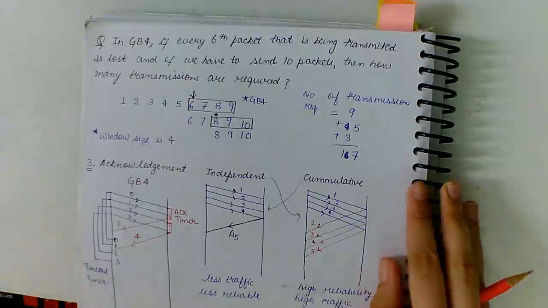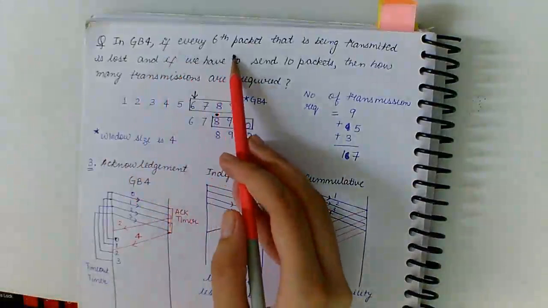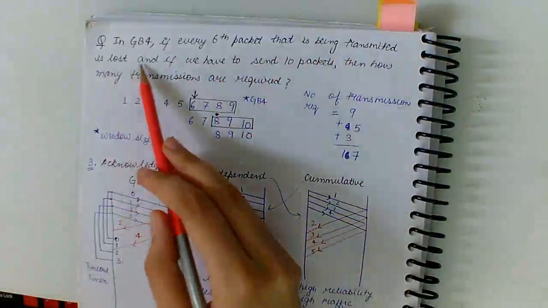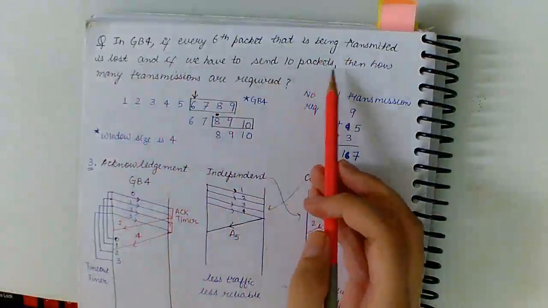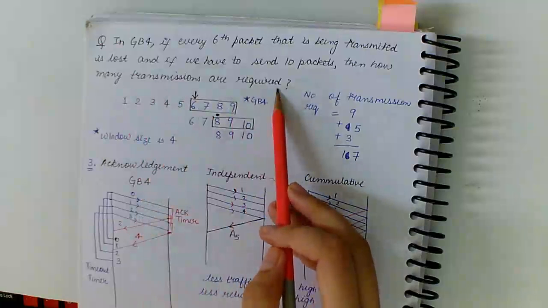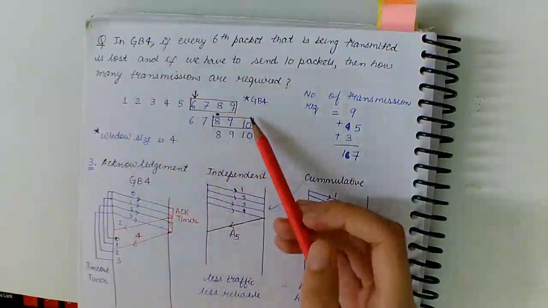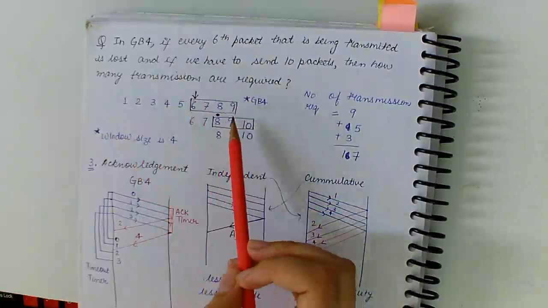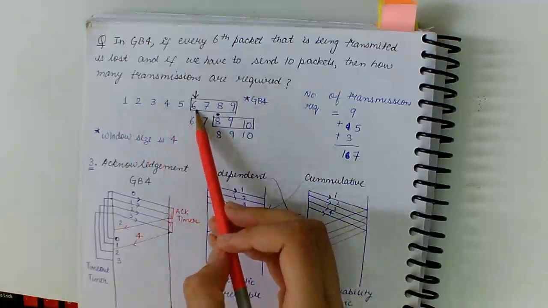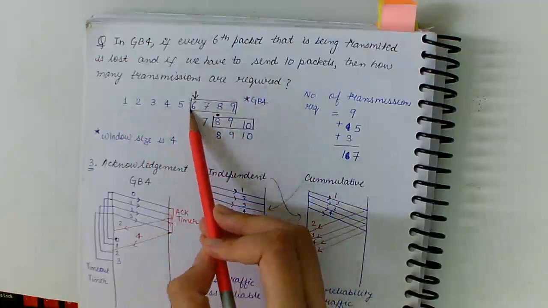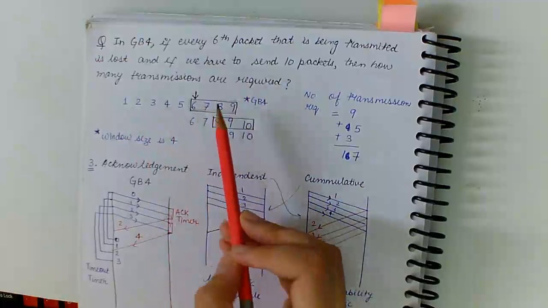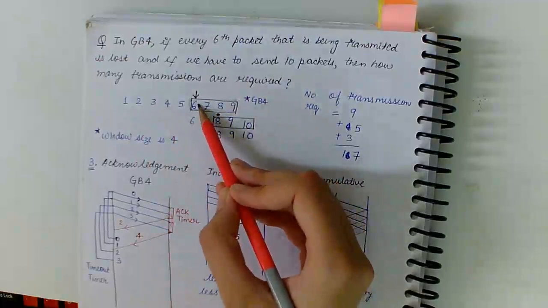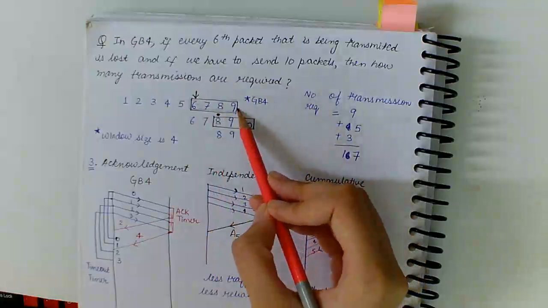This is go back 4. If every 6th packet that is being transmitted is lost, and if we have to send 10 packets, then how many transmissions are required? This is similar to the previous question. Here the window size is 4 and every 6th packet is lost. So we count the 6th packet and then form a window for this, and we don't realize that 6 has been lost until 9th has been already sent.